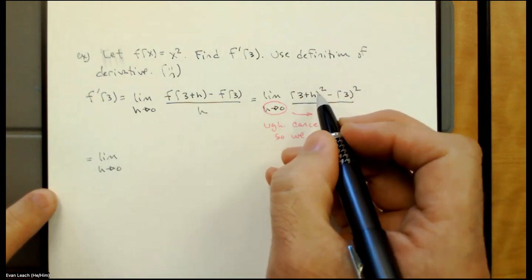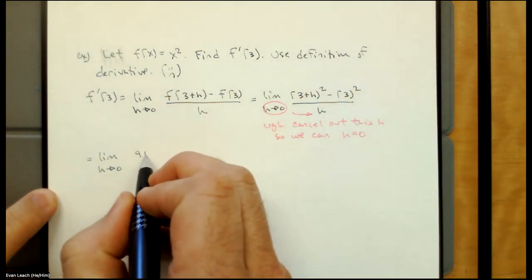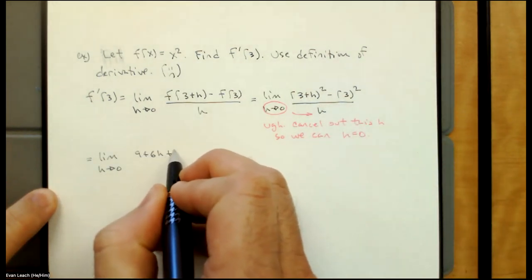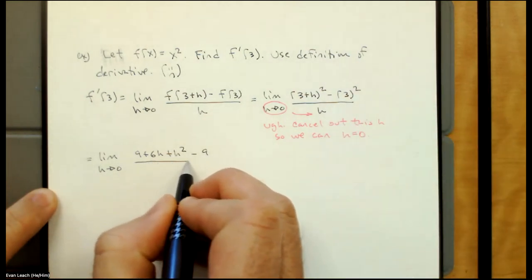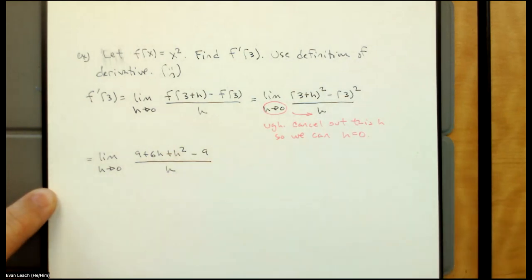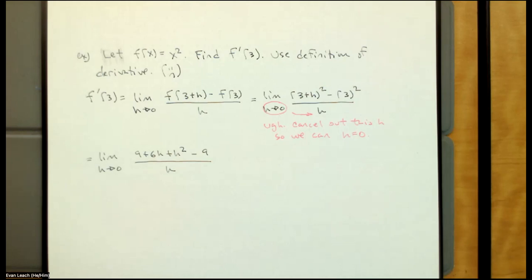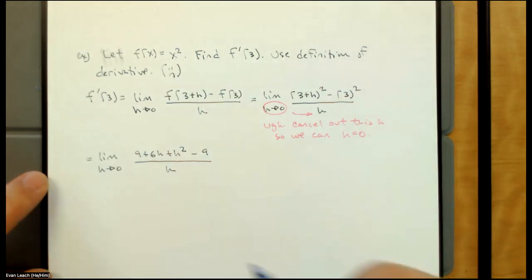The numerator is going to be 3 plus h squared. So it's going to be 9 plus 6h plus h squared minus 3 squared, which is 9, all over h. Remember, our goal is to cancel out this h. What's causing a problem now is the 9s. Fortunately, one of the 9s is positive, one of the 9s is negative, so we can cancel those out.